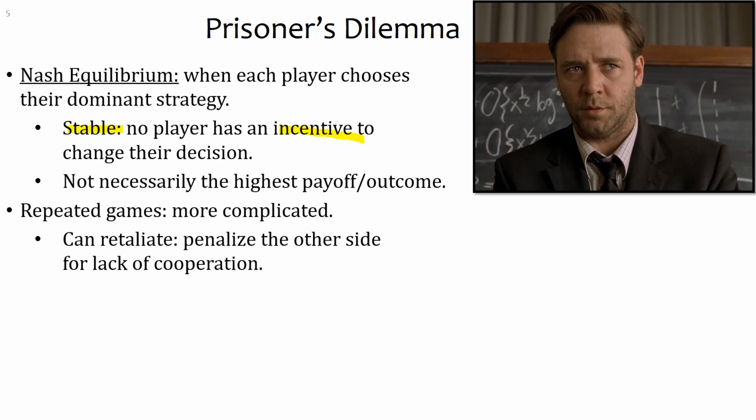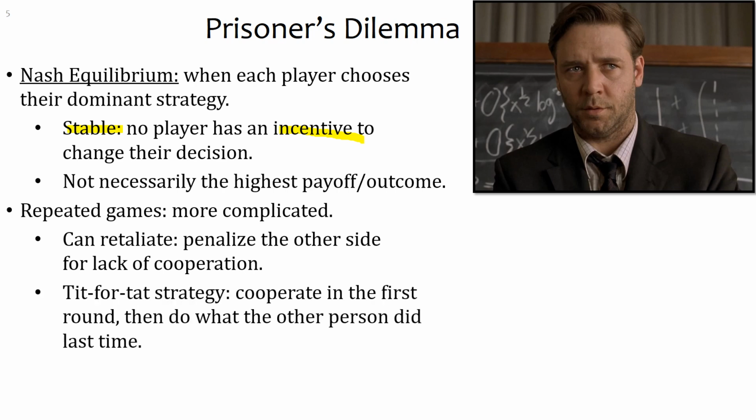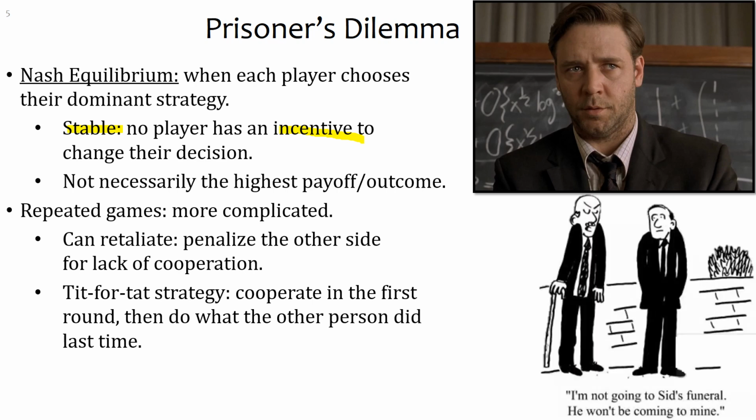So one of the things that could happen is retaliation. So you could penalize the other side for lack of cooperation. All right. So if they kind of cheat on you, then later on you can cheat on them, okay, or penalize them in another way. And that's why you have something called the tit for tat strategy. And that's when you cooperate in the first round before having any kind of reputation, and then you do what the other person did last time, right? So if they cooperate with you, then you keep cooperating. As long as they cooperate, you keep cooperating. Whenever they cheat, then the next round you cheat on them, okay? So that would be the idea. This is a lame example of the tit for tat strategy. All right, pause here.